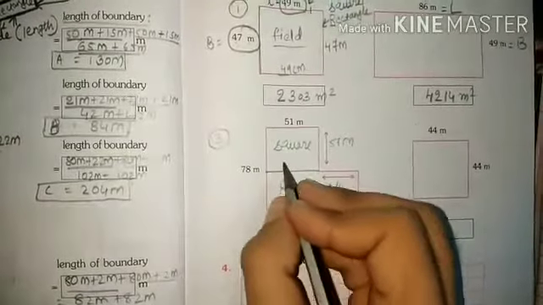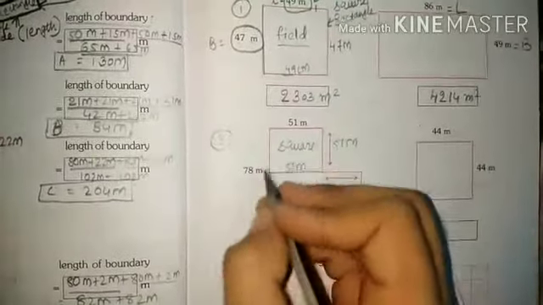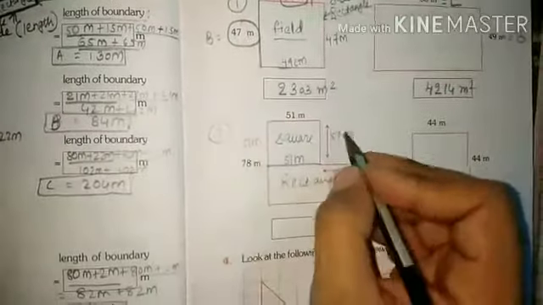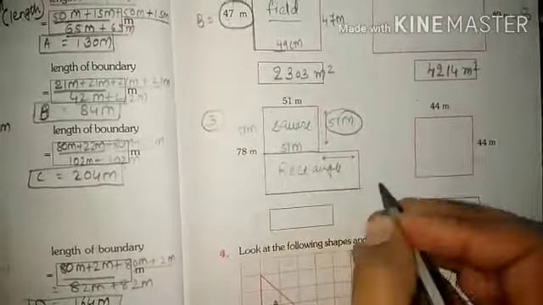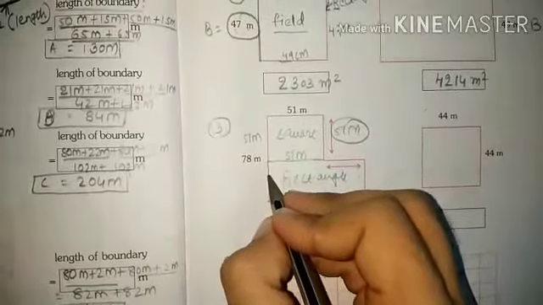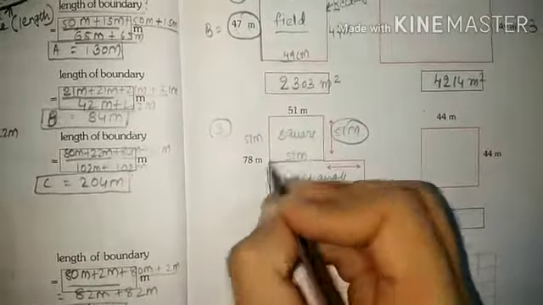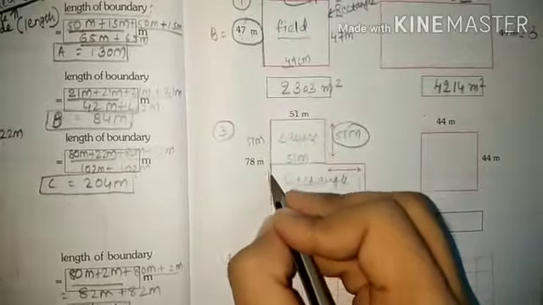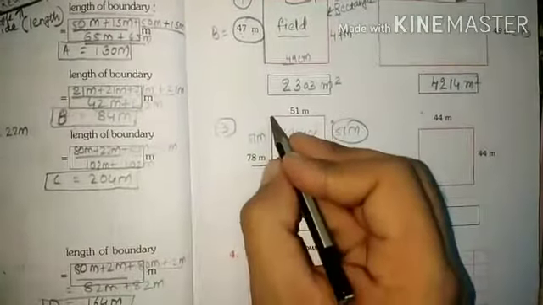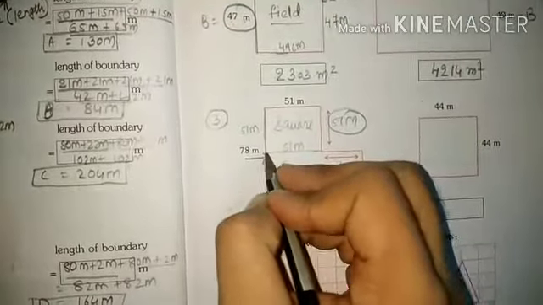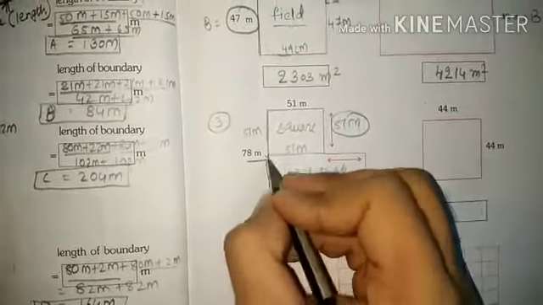If this is 51, this one also is 51 meter, and this one also is 51 meter. Now you have the sides of the square, but what about this rectangle? This entire part is made up of 78 meter, because it is given here. ये पूरा 78 का है. So students, यहाँ तक अगर 51 का है, तो you have to find out this one.